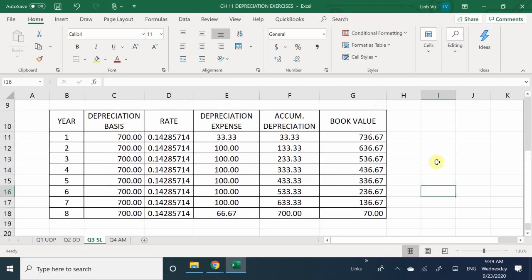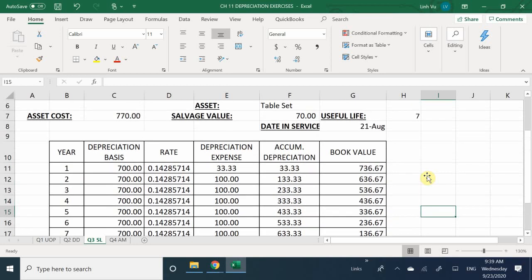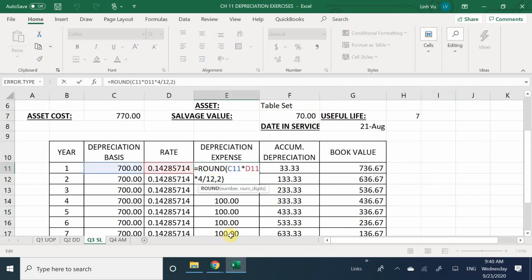Will you do me a favor real quick and show me the formula for year one for the depreciation expense? Year 1 for the depreciation expense, the equal round. I just needed to see that equal round. Okay, so that's where I did it wrong. I did the 4 times 4 divided by 12, comma 2.